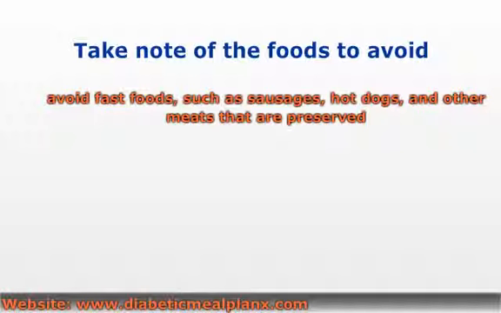Second, if you want whipped toppings, you should start disliking it now. Normally, these toppings contain trans fat as well as corn syrup. These are among the foods to avoid, whether you're diabetic or not. Lastly, avoid fast foods, such as sausages, hot dogs, and other meats that are preserved.